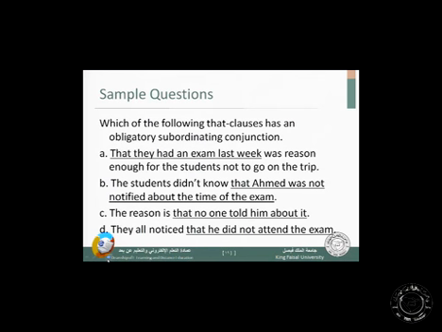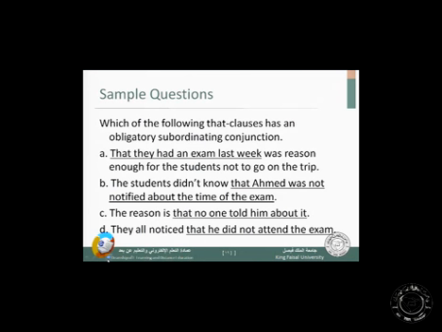So in the rule I explained earlier, here we have 4 sentences. A, that they had an exam last week was reason enough for the students not to go on that trip. Of course, this is a long sentence. I will try to keep the sentences as short as possible in the exam, so don't worry. But this is just an example. B, the students didn't know that Ahmed was not notified about the time of the exam. C, the reason is that no one told him about it. D, they all noticed that he did not attend the exam.